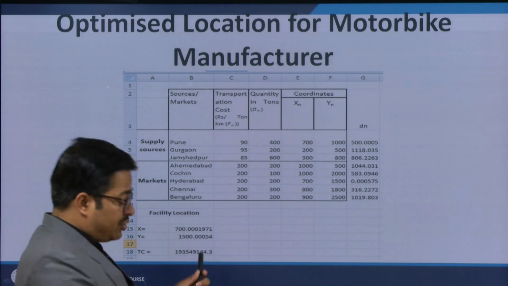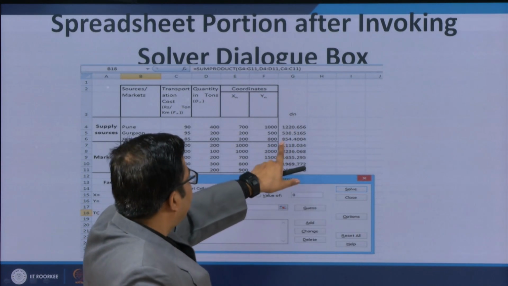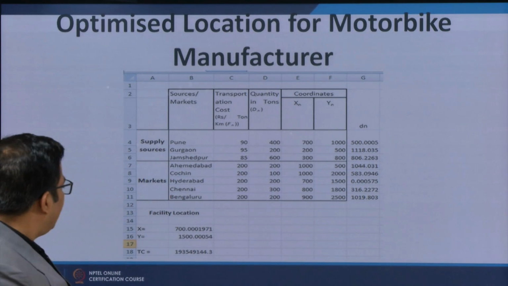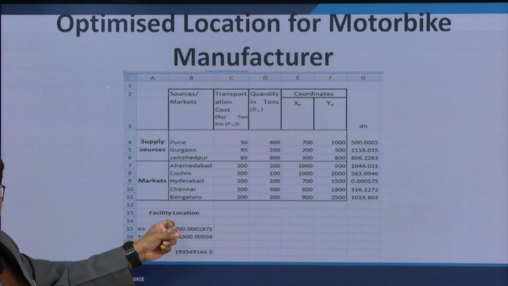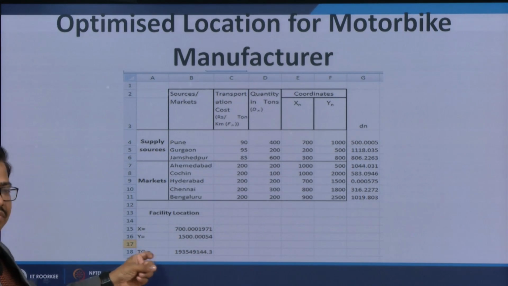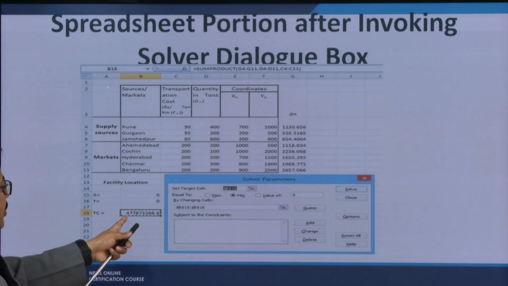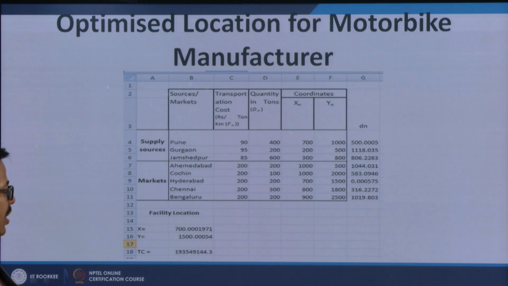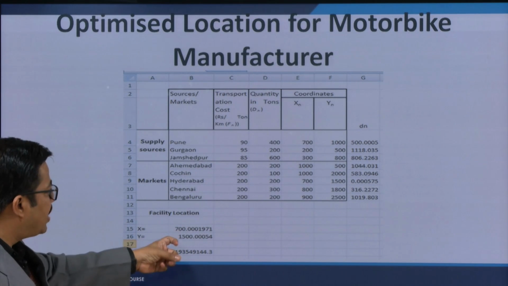where now you see the values of all these, 1220, 538, 854, are changed. These are 500, 11, 18, 806 and so on, and now the values of x and y are 700 and 1500. The total transportation cost is now reduced tremendously from this value, which was 477,873,268. Now it is 193,549,144, and the location of the warehouse is 700 and 1500.